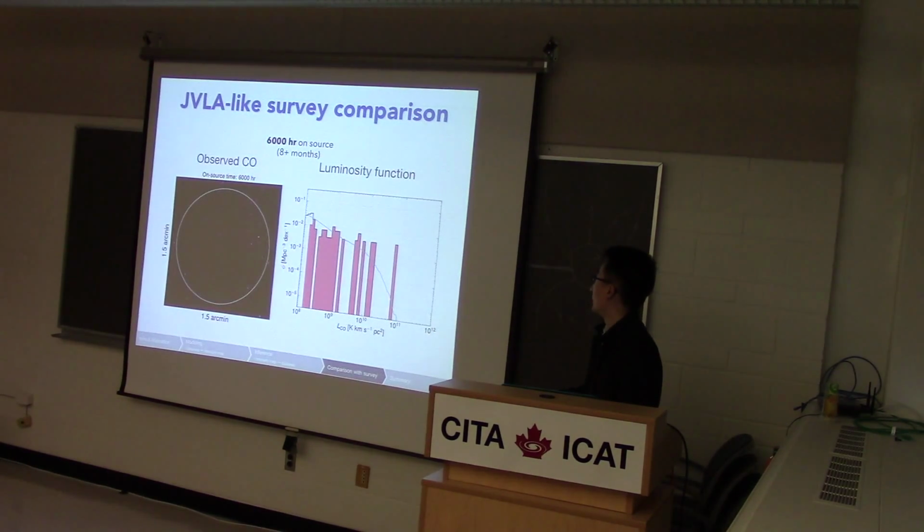If you just keep pushing forward and you go for 6,000 hours on source, which is 8 months straight, night and day, you're actually doing pretty well. So you're getting all the way down to the tail of this luminosity function. But again, that's an unreasonable amount of time to ask for. And again, you have quite large sample variance error bars here.